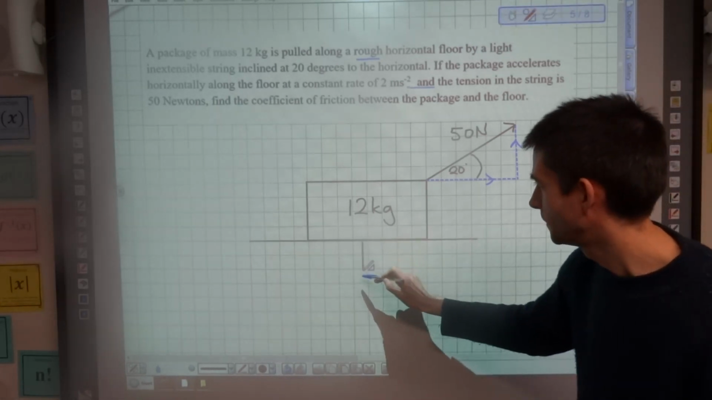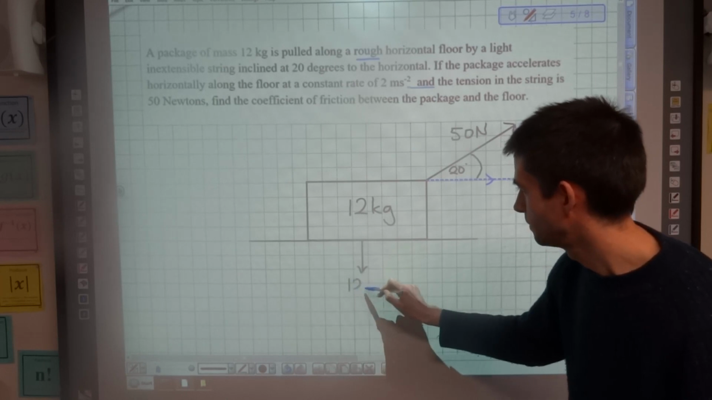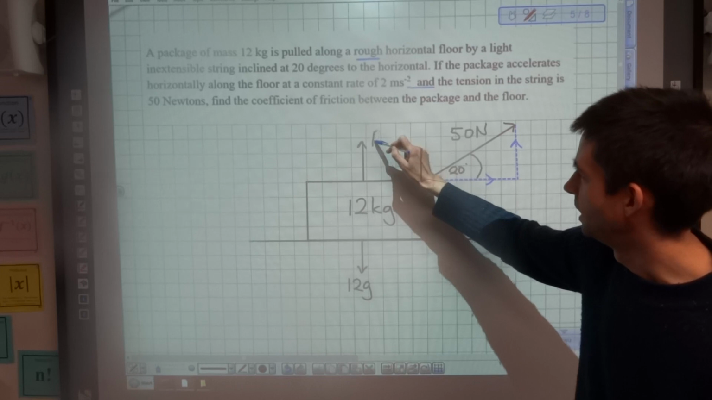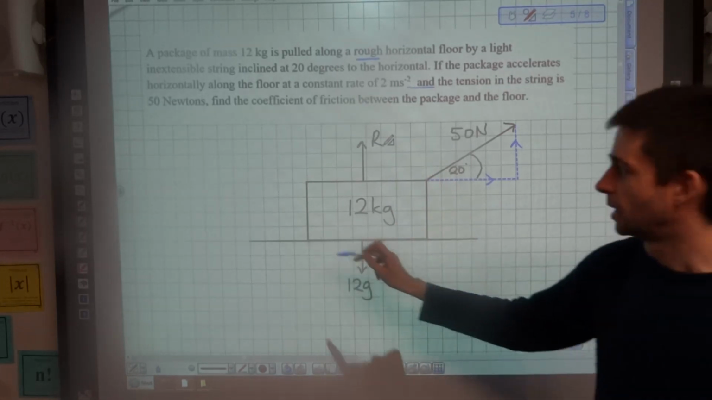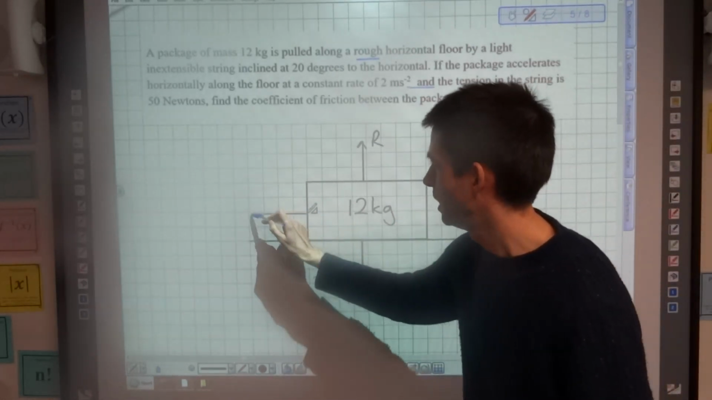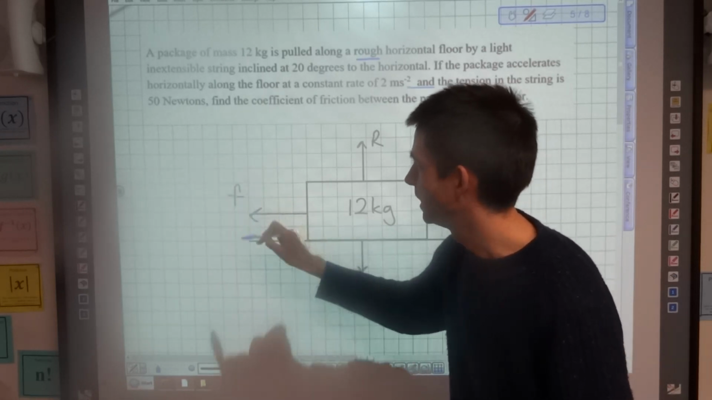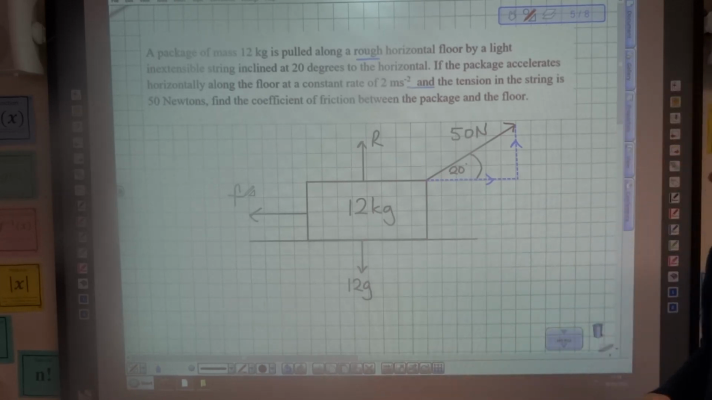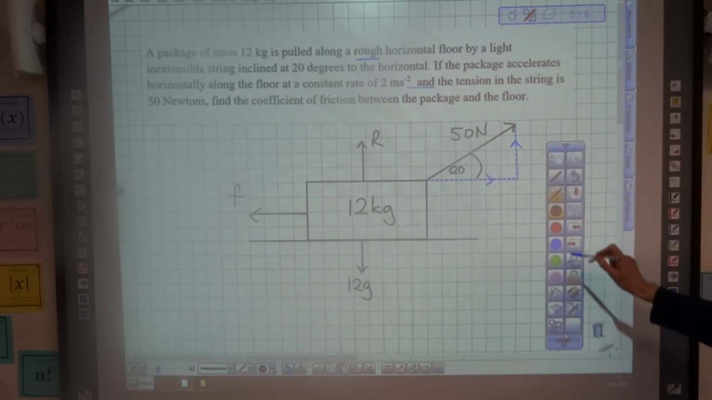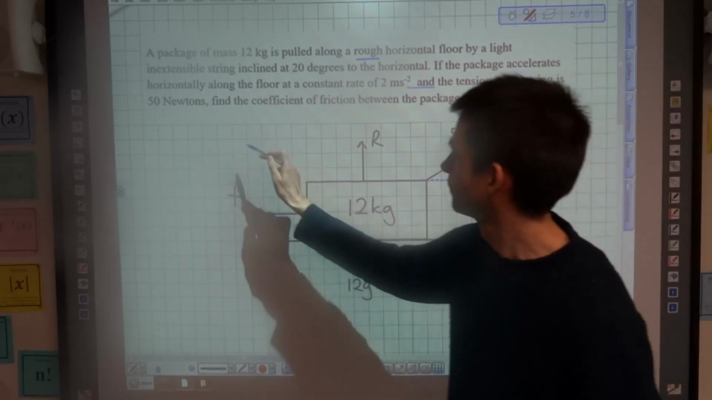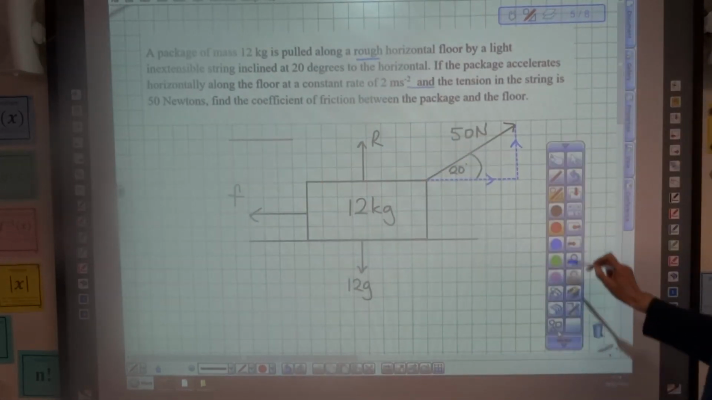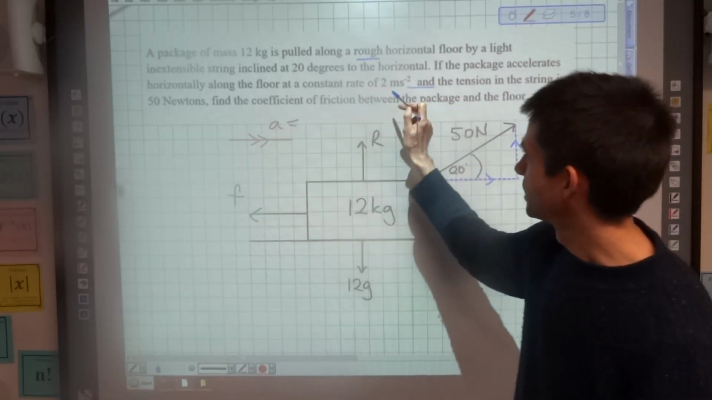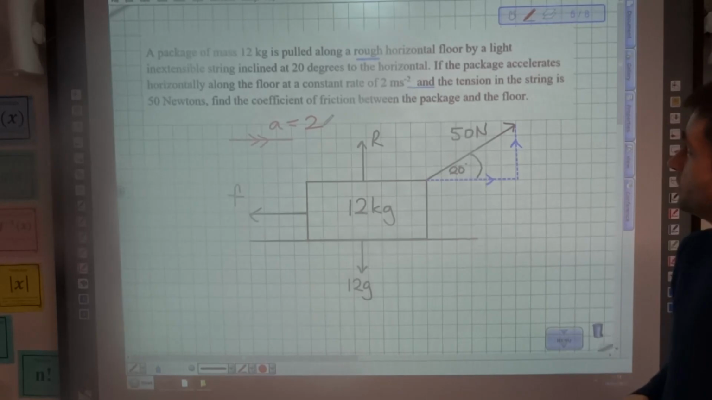Well, we have the weight, which is 12g. We're going to have a normal reaction force, which I'm labelling as R. And we're going to have a frictional force. And the fact that the package is moving means that that's going to be at its maximum. We are also told that the package is accelerating. So I'm drawing an acceleration arrow here, and I'm given that the value of acceleration is 2 meters per second.